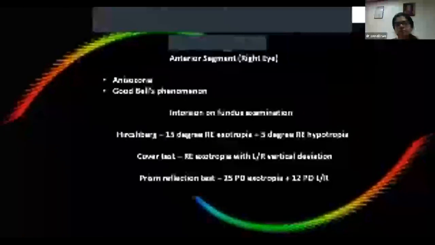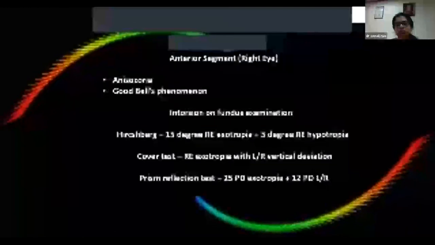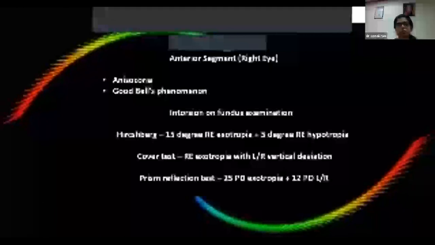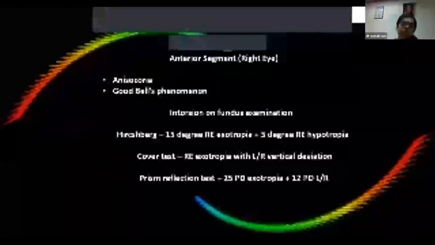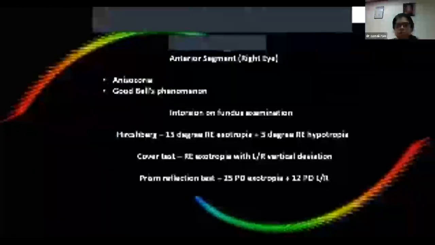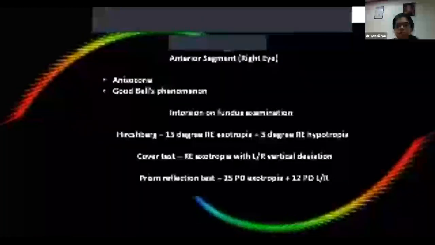A right eye exotropia with left over right vertical deviation was seen on cover test, and since the eye wasn't able to adduct to midline, a prism reflection test was done, which showed 25 prism diopters of exotropia with 12 prism diopters of left over right deviation. The left eye findings were within normal limits, thus the child was diagnosed with congenital third nerve palsy of the right eye.